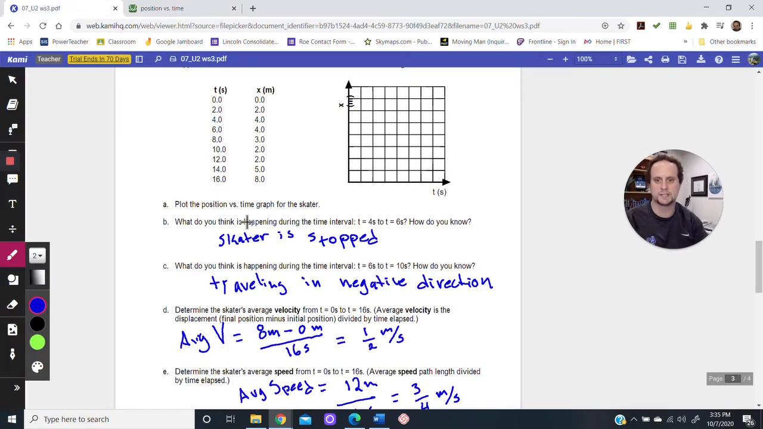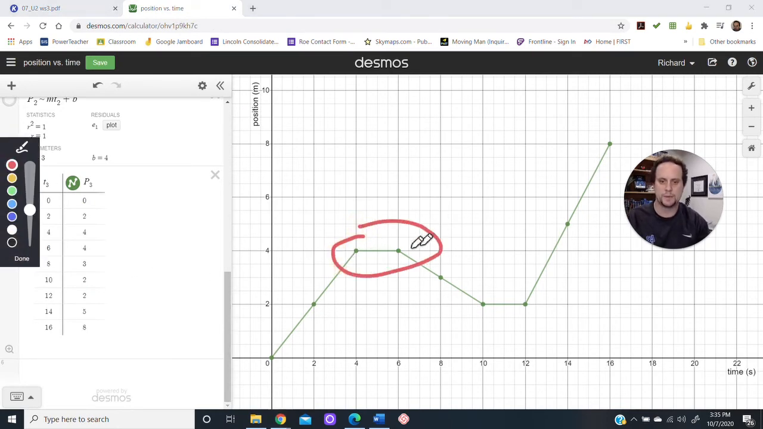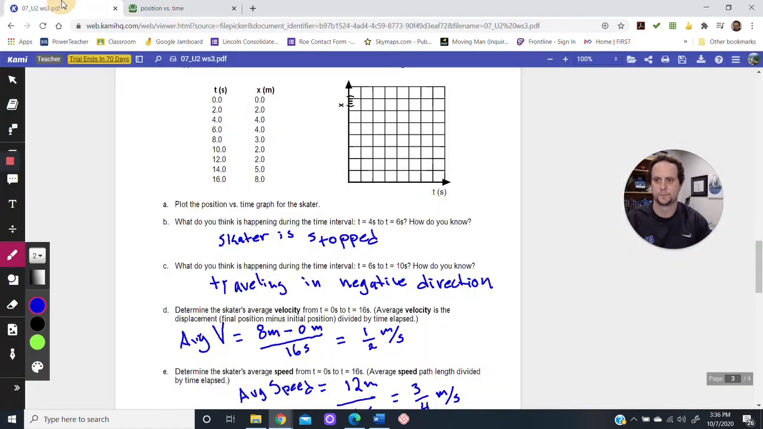Here are the questions they're asking about it. What is happening during 4 to 6? 4 to 6 seconds, that's this area right in here. What's happening there? It's not moving and not changing position. You've got this section here that's not changing. He's at position 4 the entire time during that time. So that means that the skater is stopped.